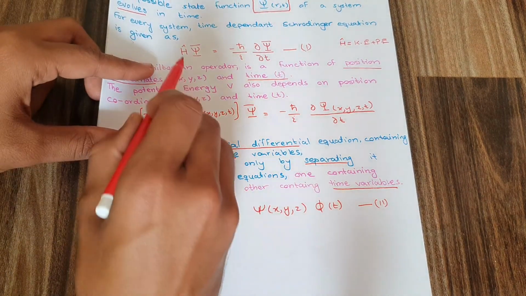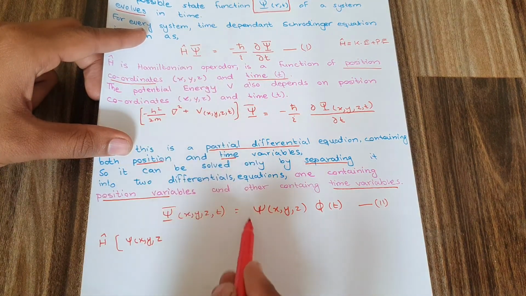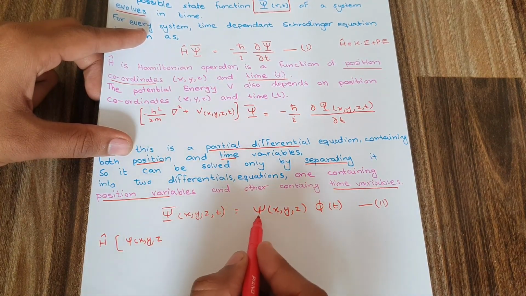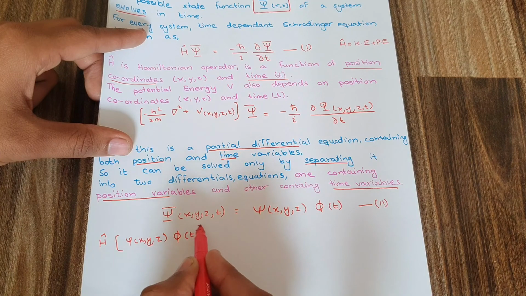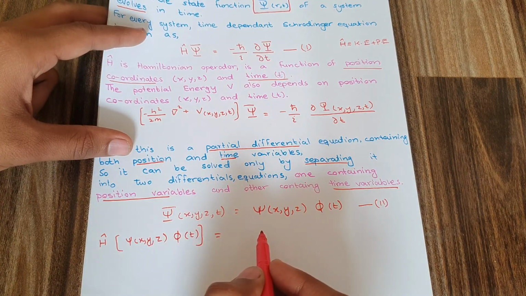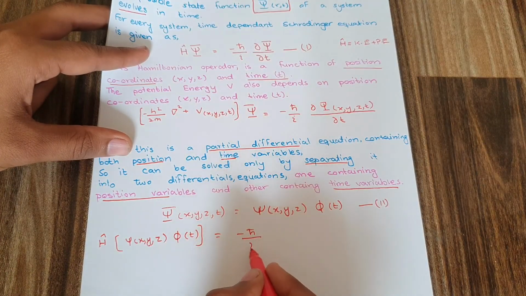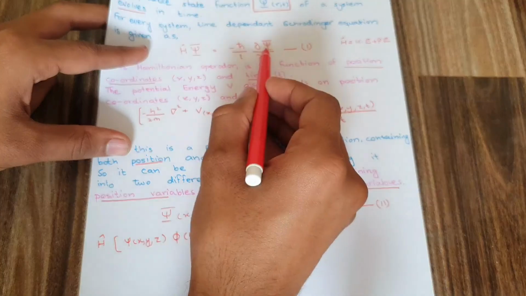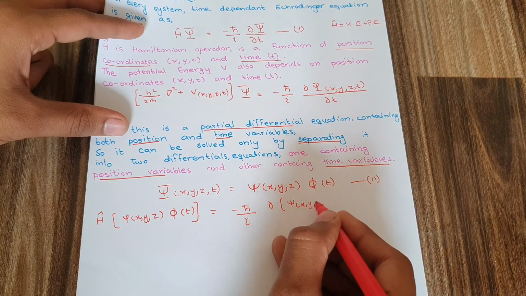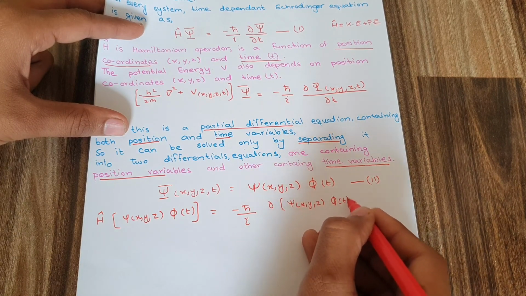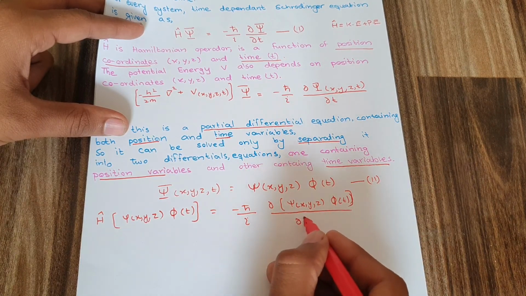The next thing I'm going to do is write the Hamiltonian operator. Here I have written the Hamiltonian operator, and in place of this psi I have to write psi(x, y, z) and phi(t). On the right hand side of the equation, I write minus h cut over iota, curly, and in place of psi I write psi(x, y, z) and phi(t), and divide this by curly t.